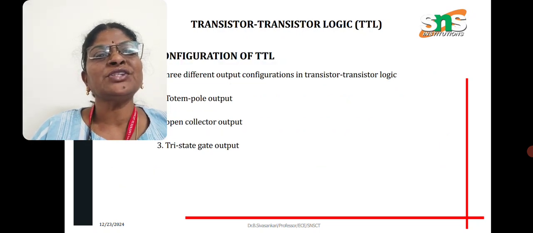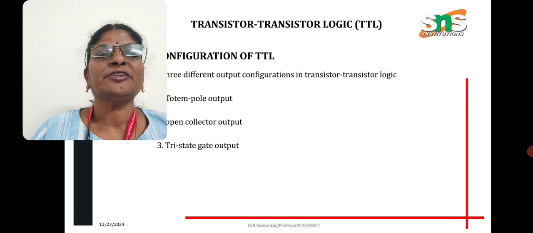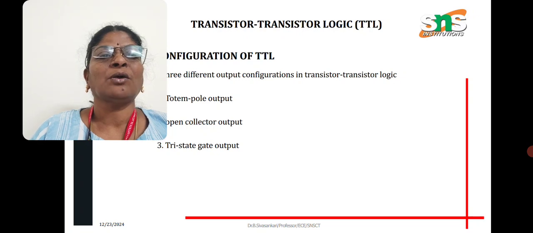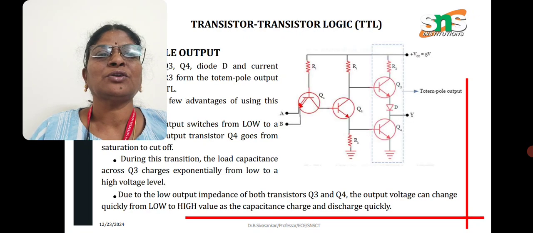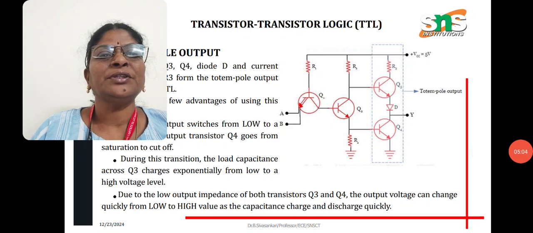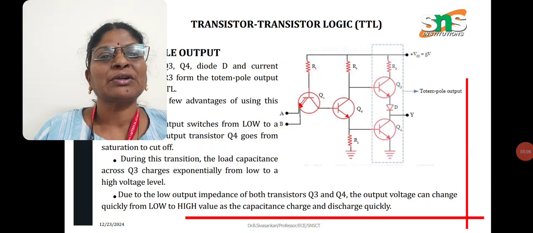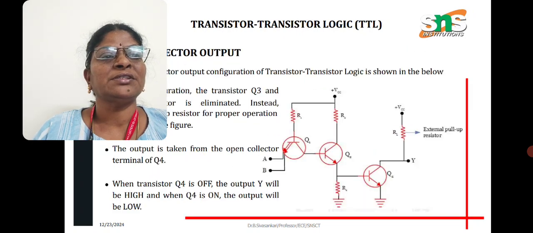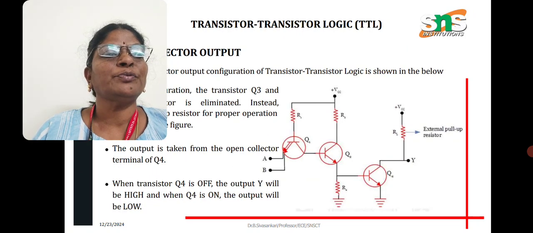So the configurations of TTL: there are 3 different output configurations in transistor logic, like totem pole output, open collector output, and tri-state gate output. For each output you have a different type of circuit, like this one for totem pole output, which is given here. You can see during the transition the load capacitance across Q3 charges exponentially from a low to a high voltage.